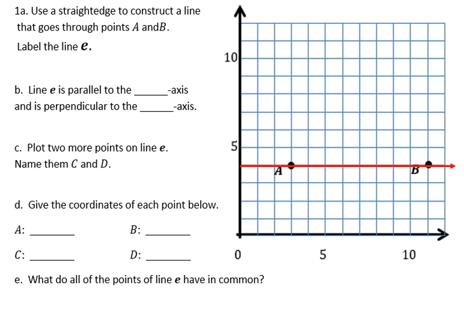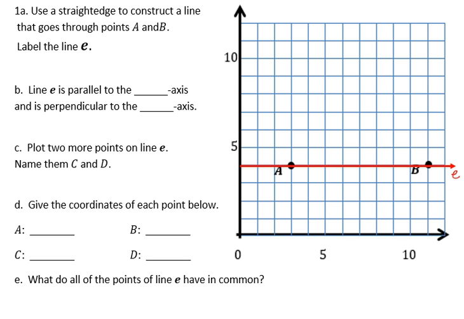The first direction says use a straight edge to construct a line that goes through points A and B. Label the line E. You can see I have already drawn my line through points A and B, and I'll go ahead and label that line as line E.